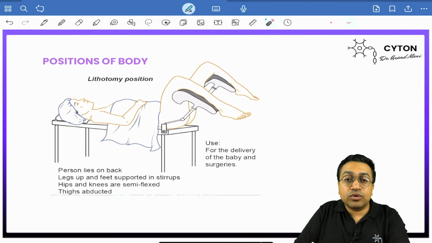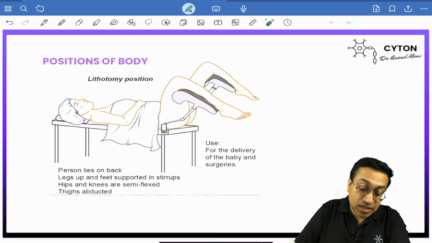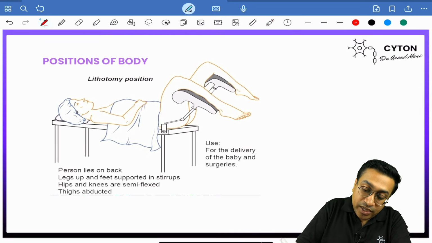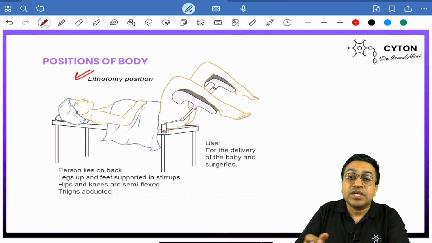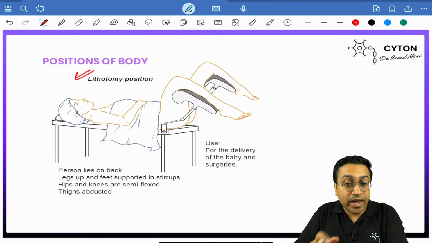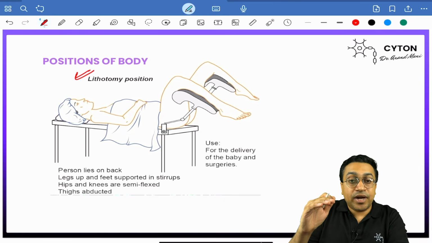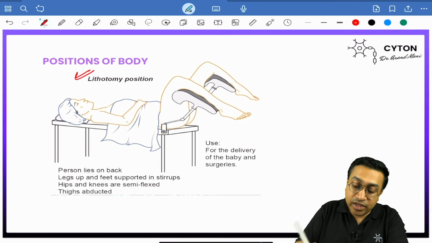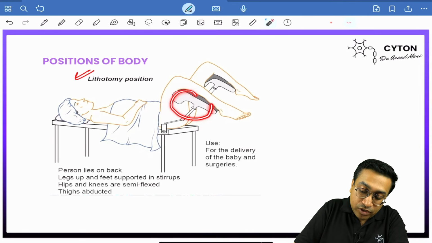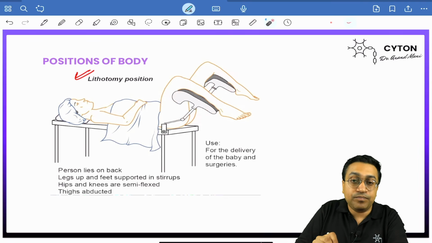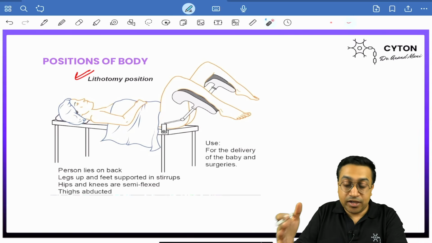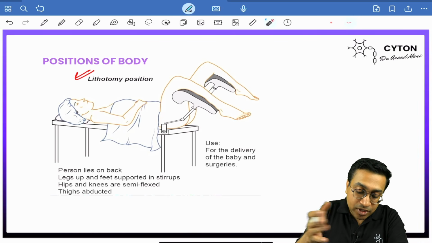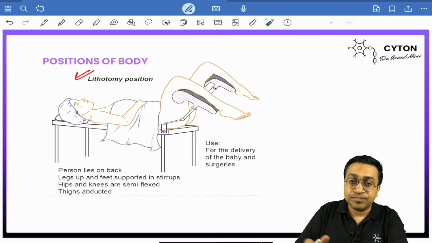Then we talk about the lithotomy position. This is classically a very important position again. I hope you can see the image and understand where it may be used. The person is lying on the back with the legs up and feet supported in the stirrups. This is the kind of stirrup which you can see on the table. The hip and the knees are semi-flexed, and the thighs are abducted. I will tell you these terminologies: abduction, adduction, all these things.